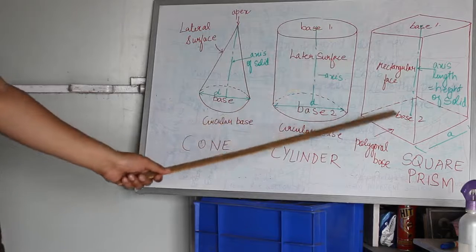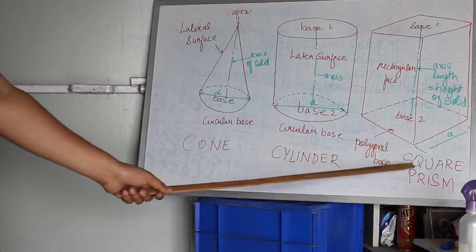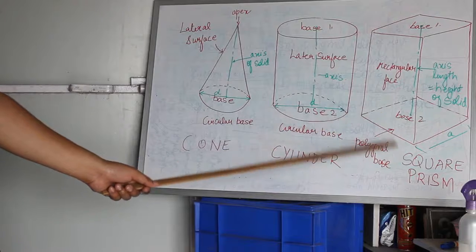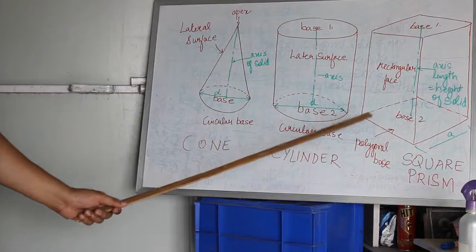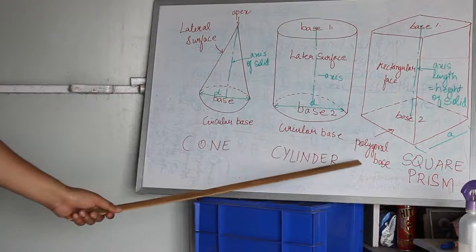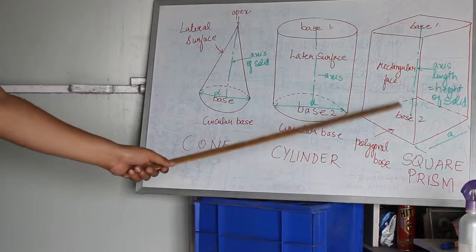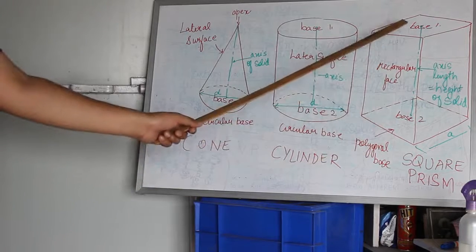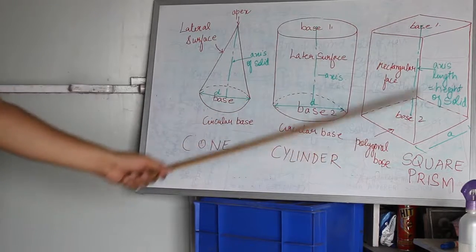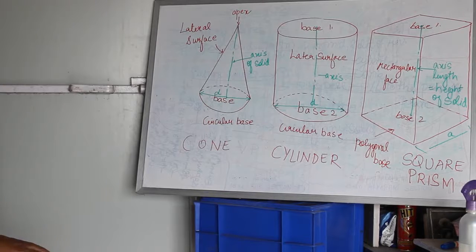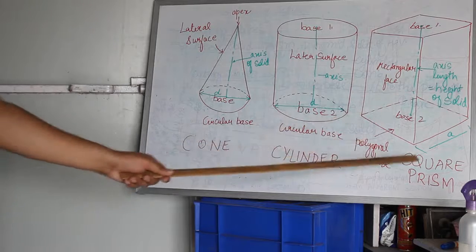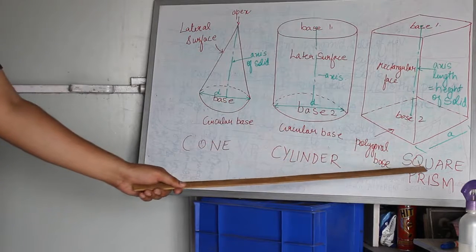For the next solid, which is a square prism, the name has come from the shape of the base. The shape of the base of the prism is a square. So over here the name is taken from the shape of the base of the prism. Now the shape of the base of the prism is a square, that is why it is called a square prism.